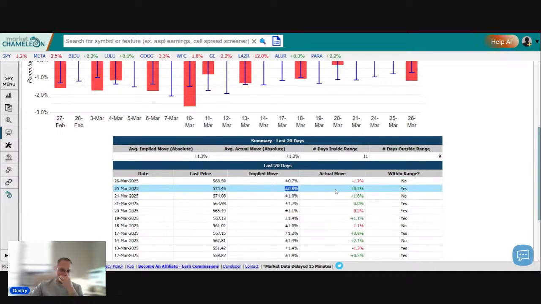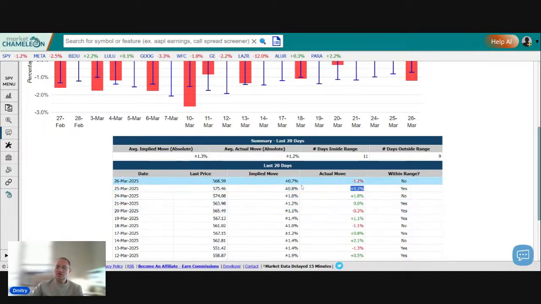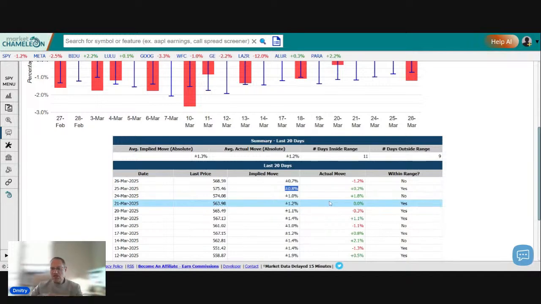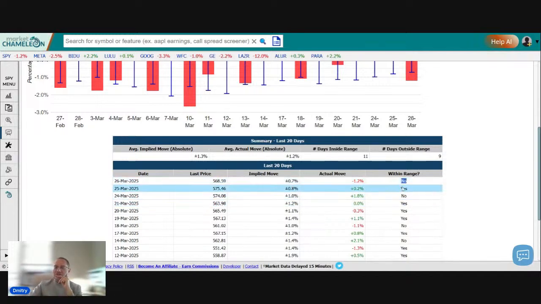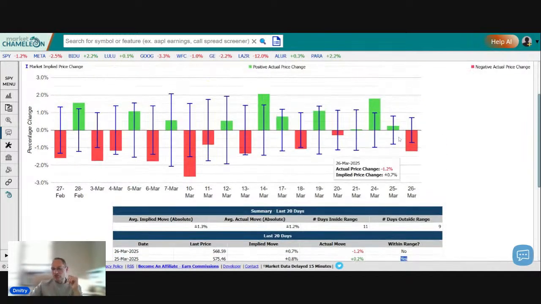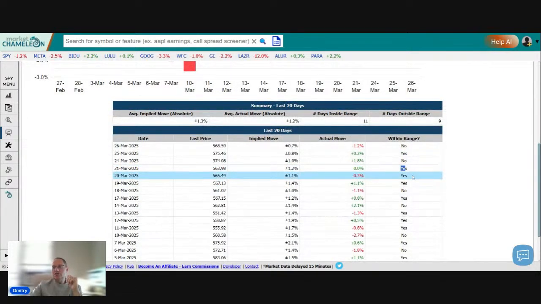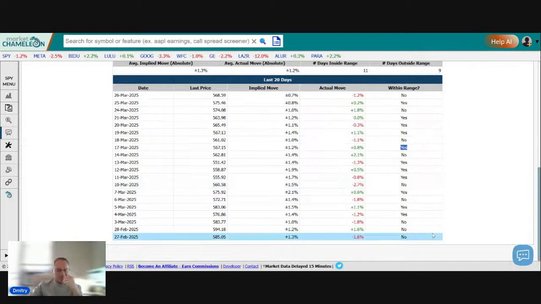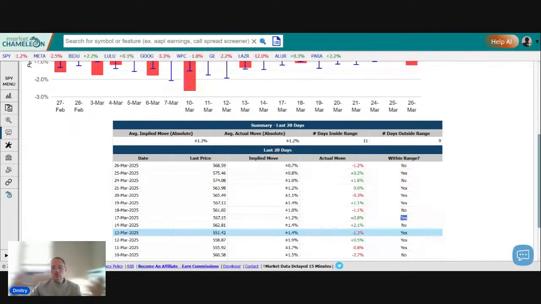March 25th, for that day, the implied move was 0.8% up or down. The actual move was 0.2%. Did it stay within the range? Yes, right? It stayed below that 0.8%. So here we can even visually see if there are lots of yeses in a row, or lots of no's in a row. That's what we're looking for in the data.